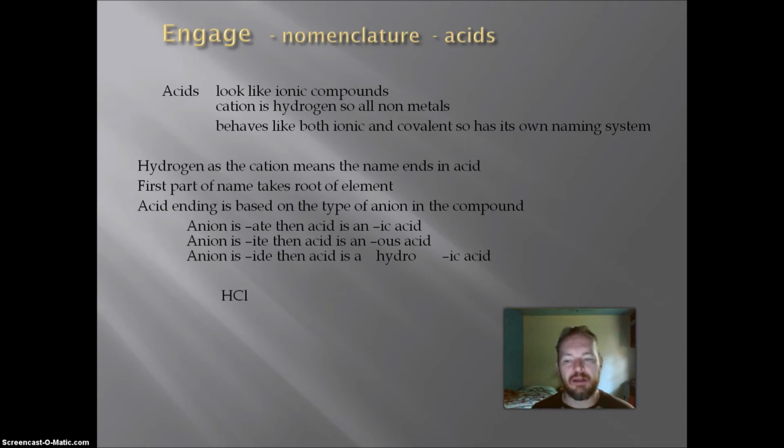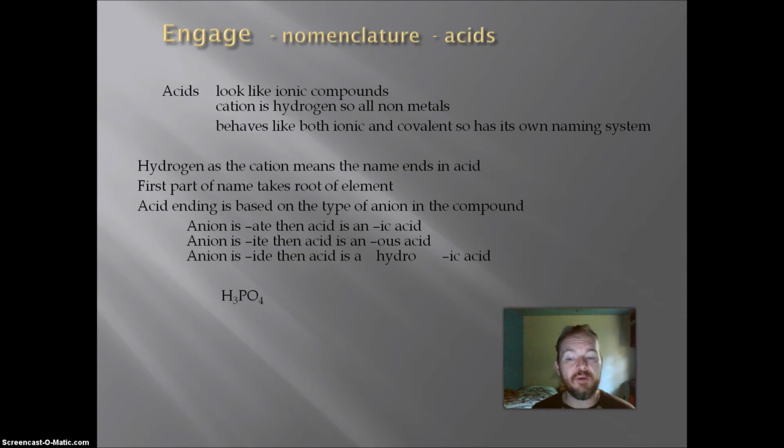So we look at HCl. There's a hydrogen, so it is an acid. Cl is the chloride ion. Because it ends with ide, that means it is going to be a hydro-ic acid, and we get the root from chlor, so that is hydrochloric acid. And that's the most common one we'll use. You definitely need to have that one memorized.